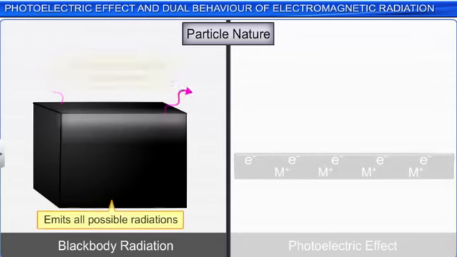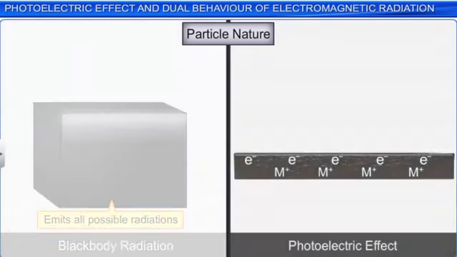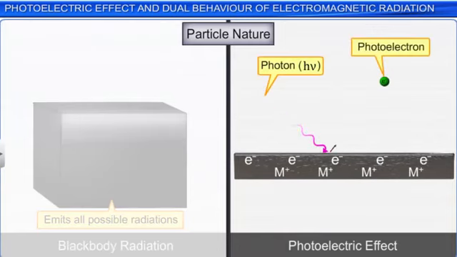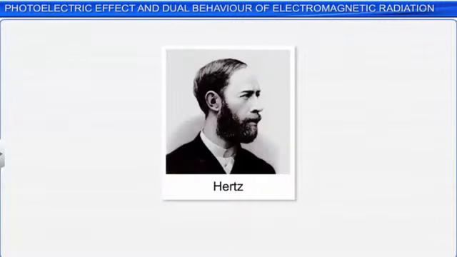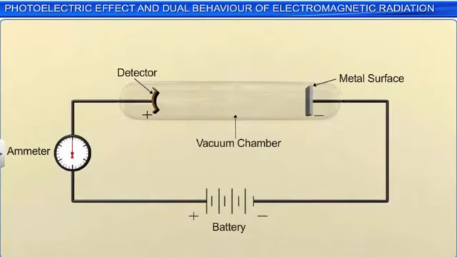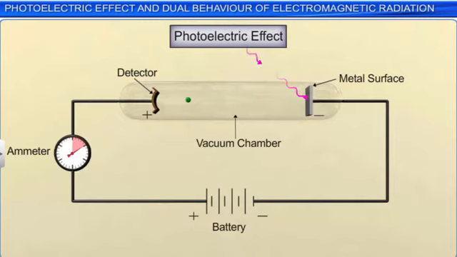In the previous module, we have learnt about the emission of radiation from a black body on the basis of particle nature. Now let us look at the photoelectric effect, which is also explained on the basis of particle nature. In 1887, Hertz performed an experiment in which he observed that when the surface of certain metals, such as cesium, potassium, sodium, rubidium, and so on, are exposed to a beam of light as shown, electrons were ejected. This is called the photoelectric effect. The electrons thus emitted are called photoelectrons.